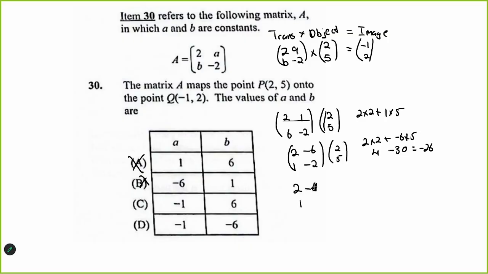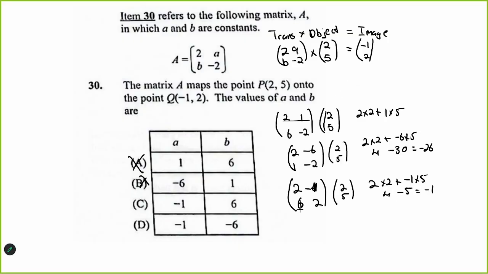2 by negative 1, and then 6, then 2 by 2, 5. Let's multiply 2 by 2, and then plus negative 1 by 5. So that's 4 minus 5, which is in fact minus 1. So you get the top part.